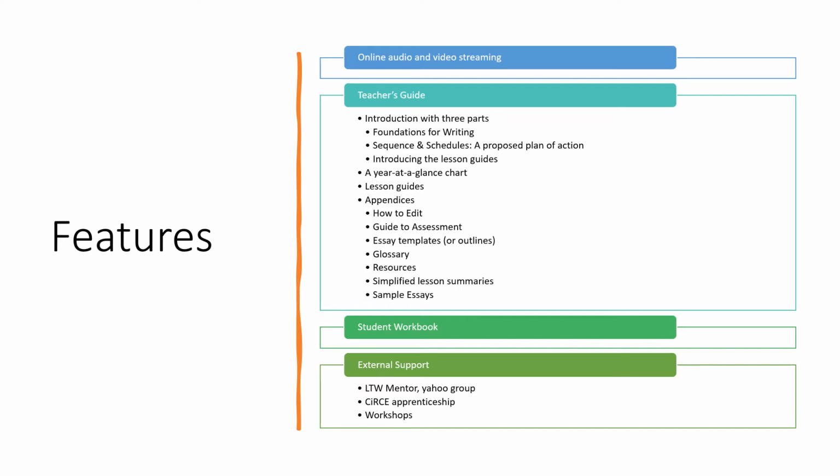So there are four features or four things that are included in your Lost Tools of Writing program. The first is online audio and video streaming. You can go online and watch every single lesson taught by the master teacher.